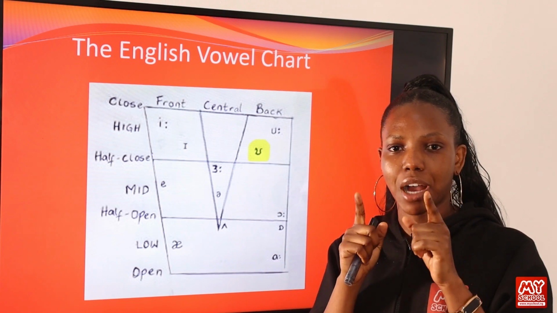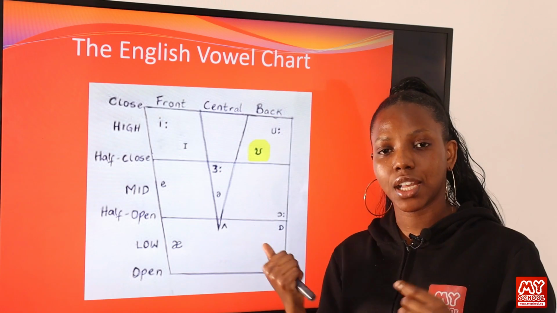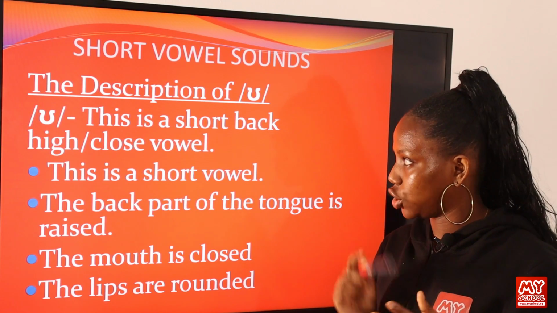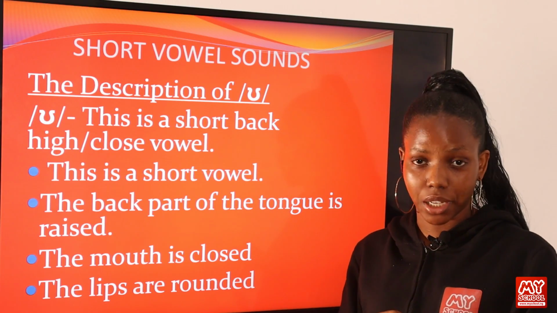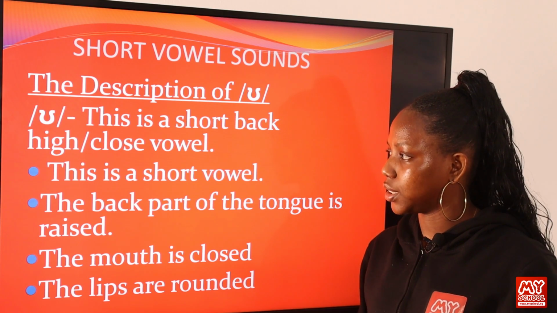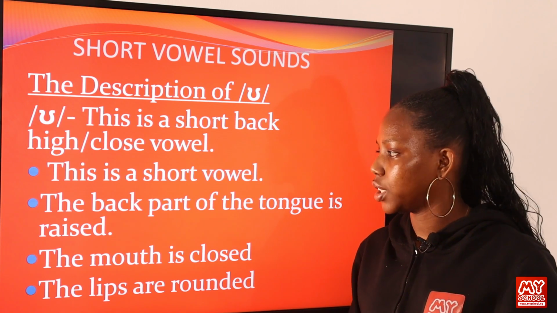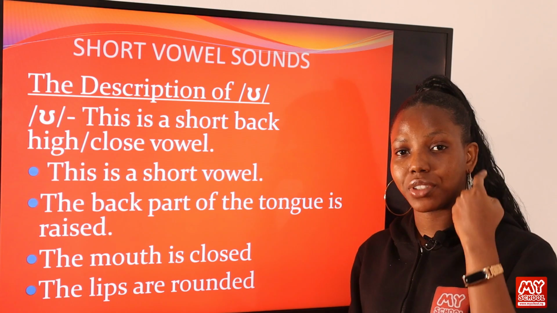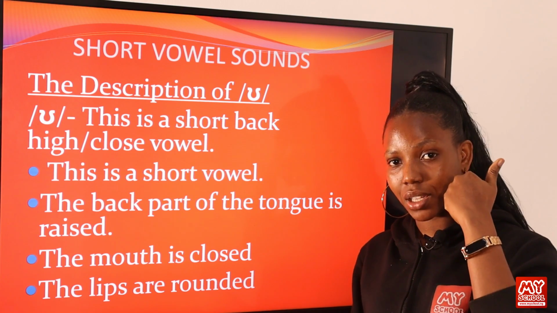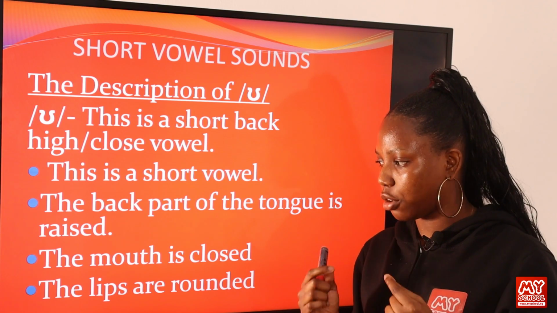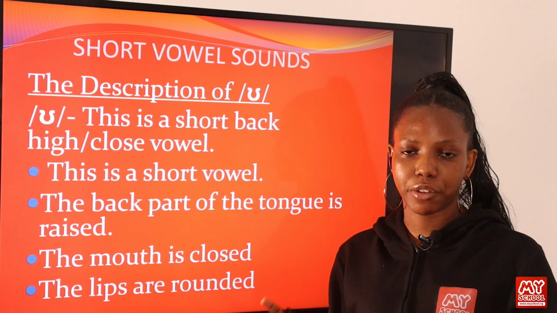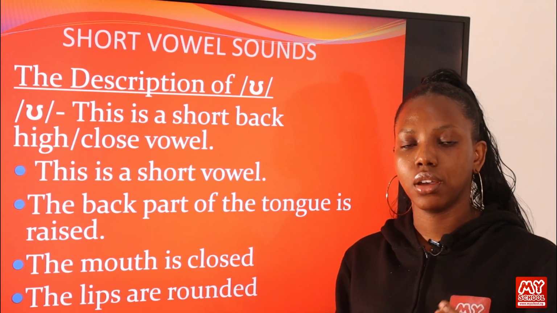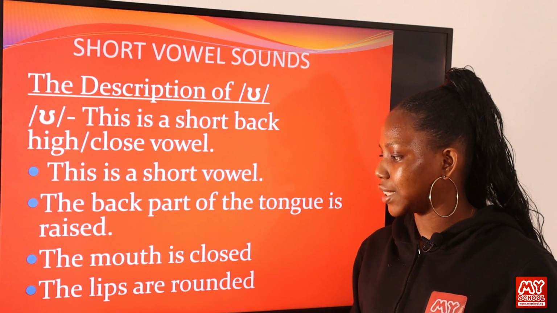Let's try it one more time. Feel the air coming from the back of your tongue, okay? Let's take a look at the description of the sound. This is a short back closed vowel sound. How do we articulate it? It is a short vowel, that is one thing you should note. The back part of your tongue is raised. After the tip of your tongue, we have the front. After the front, we have the center. After the center, we have the back, okay? So the mouth is closed and the lips are rounded. Very important, make sure your lips are rounded, okay? So that is how to articulate the sound.